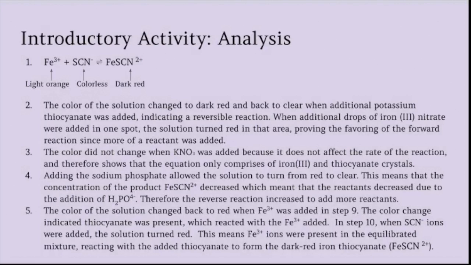The color did not change when potassium nitrate was added because it does not affect the rate of the reaction, and therefore shows that the equation only comprises of iron 3 and thiocyanate crystals. Adding the sodium phosphate allowed the solution to turn from red to clear. This means that the concentration of the product iron thiocyanate decreased, which meant that the reactants decreased due to the addition of H2PO4-. Therefore, the reverse reaction increased to add more reactants.